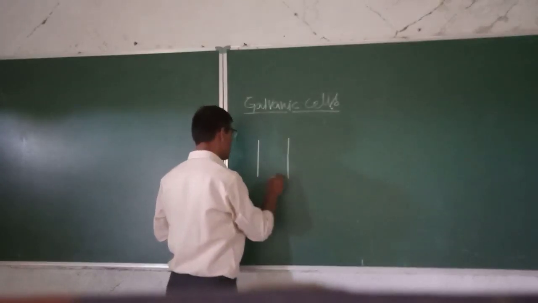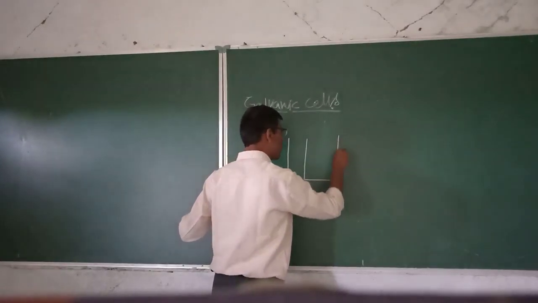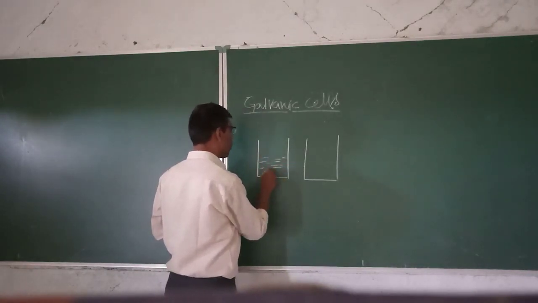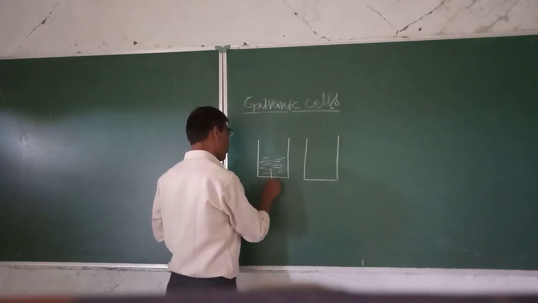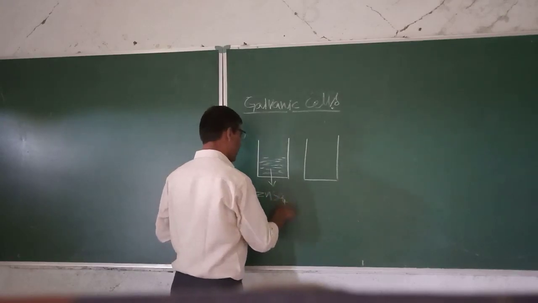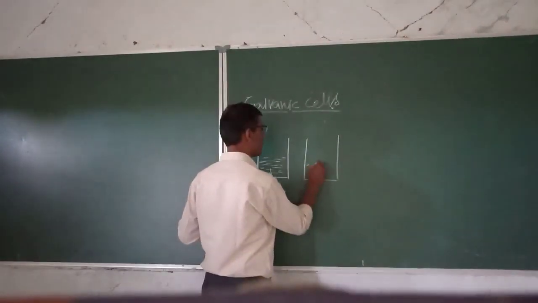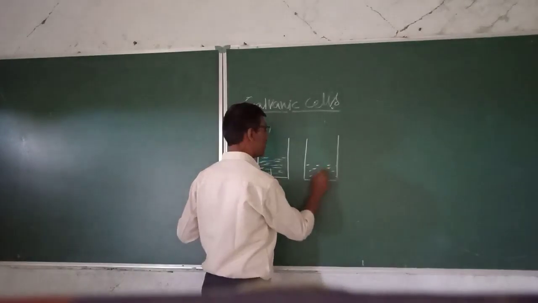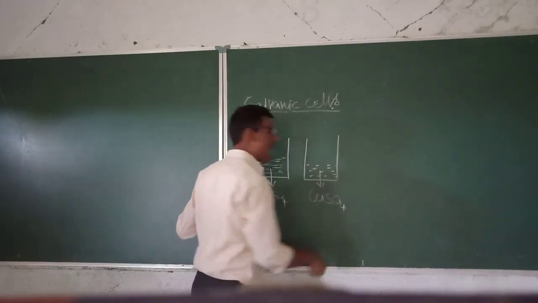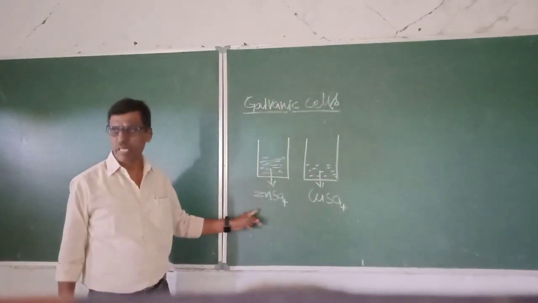We have two different compartments here. In the first compartment, the electrolyte, for example zinc sulfate, ZnSO4, is taken. In the second compartment, we take copper sulfate aqueous solution. This is copper sulfate, and this is zinc sulfate.